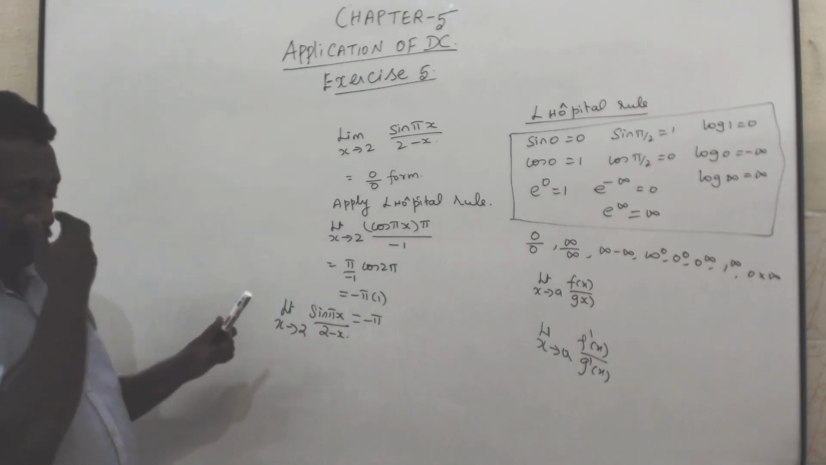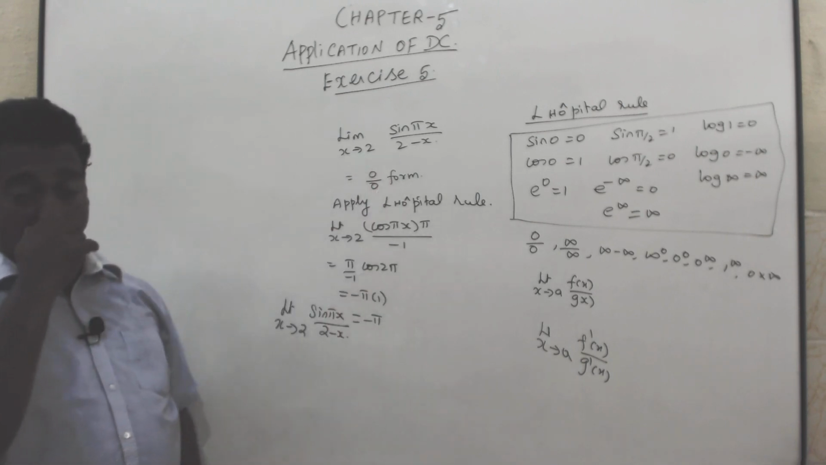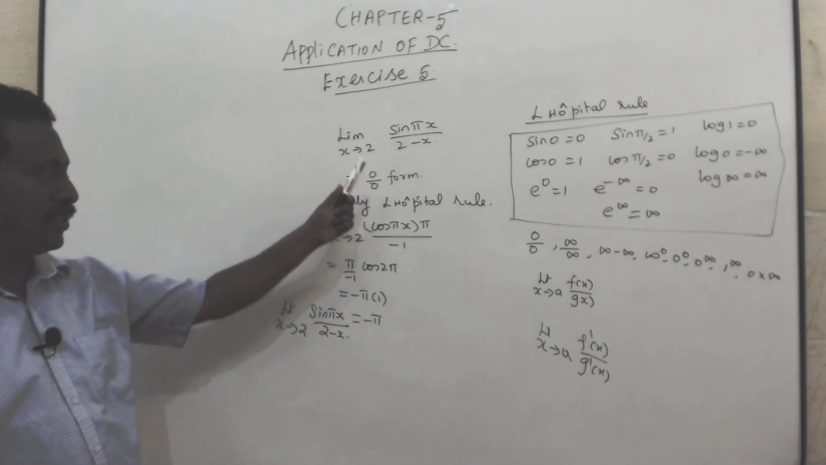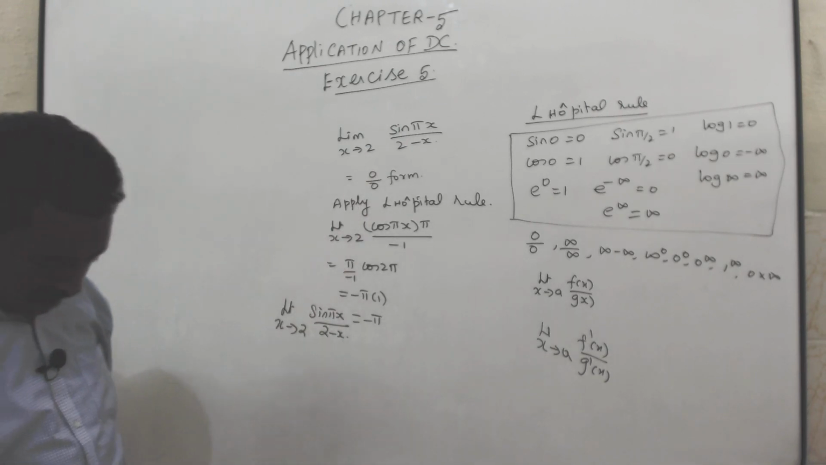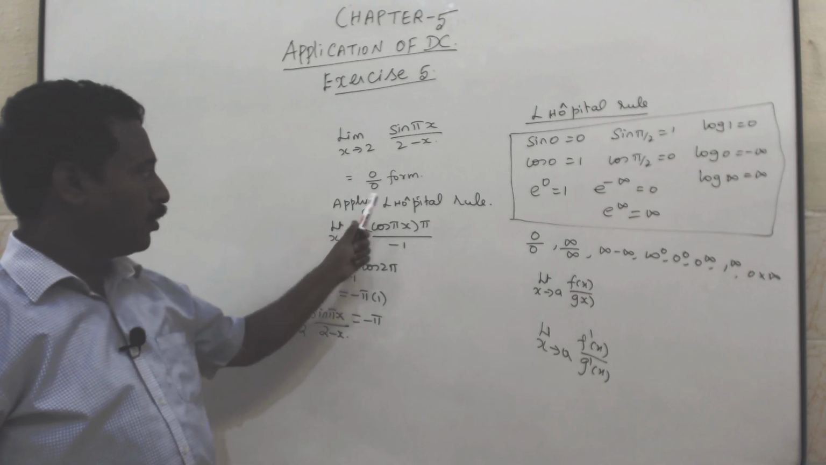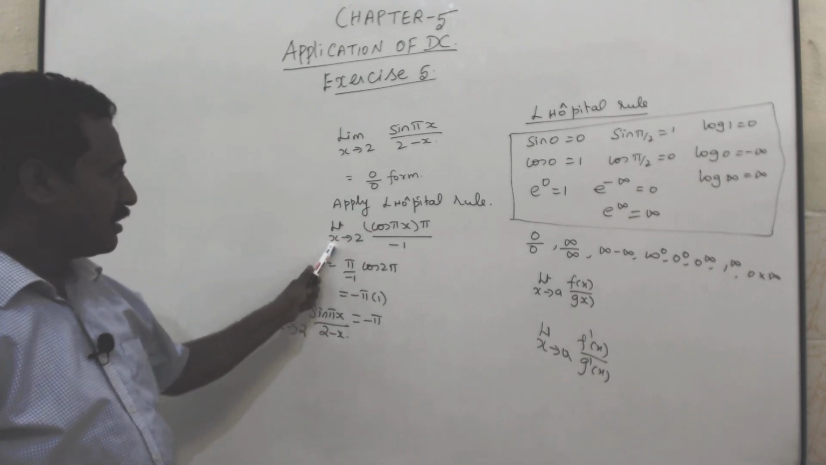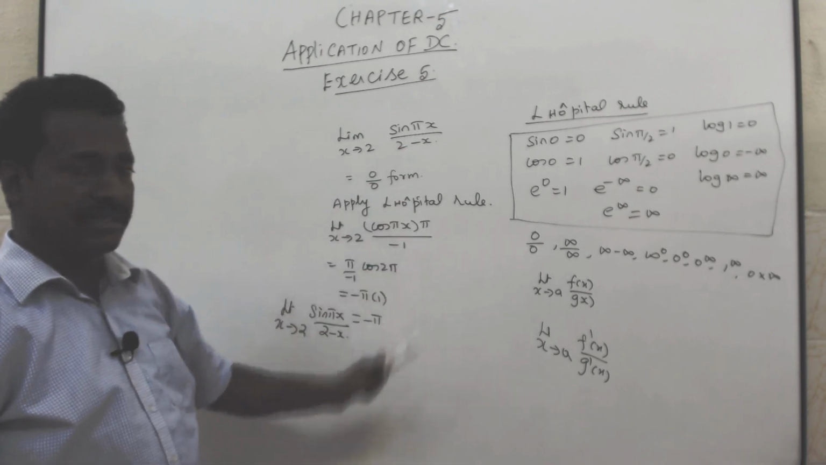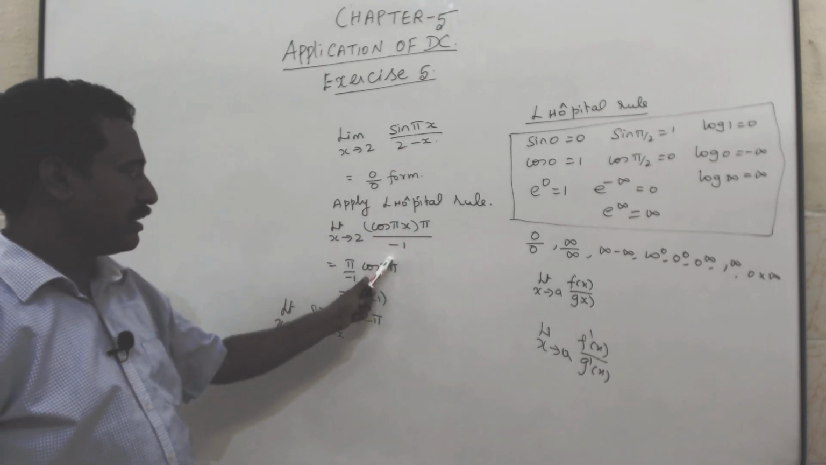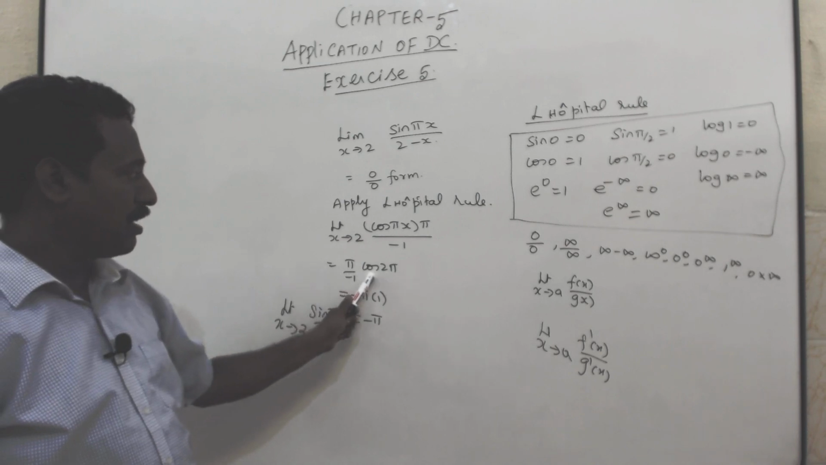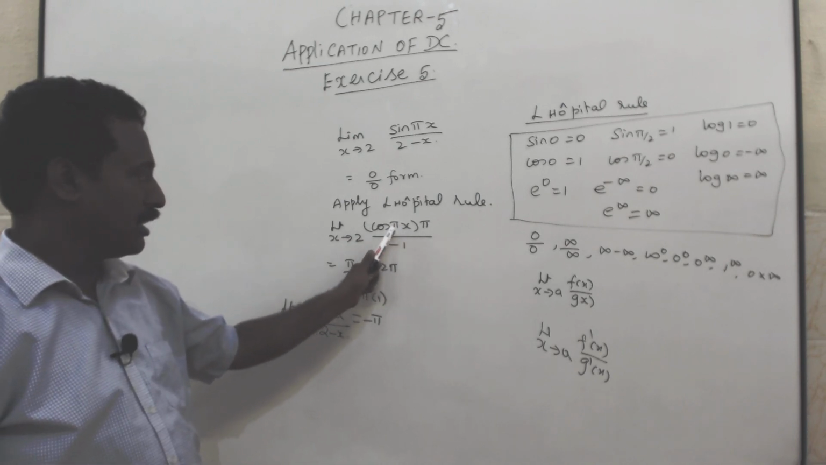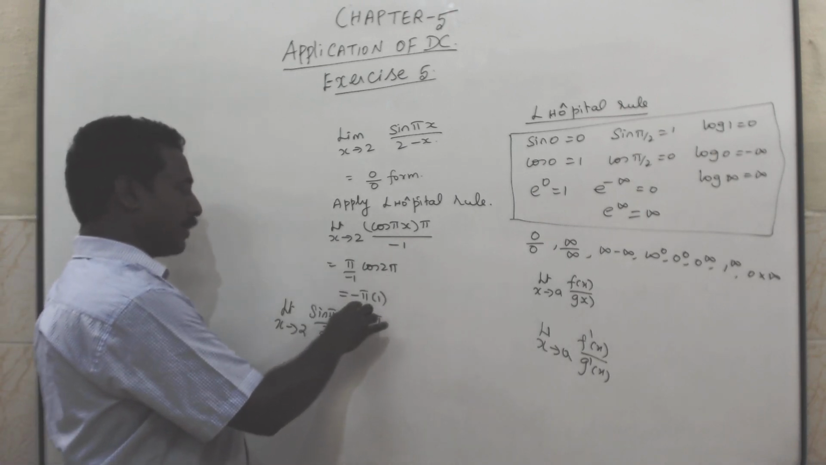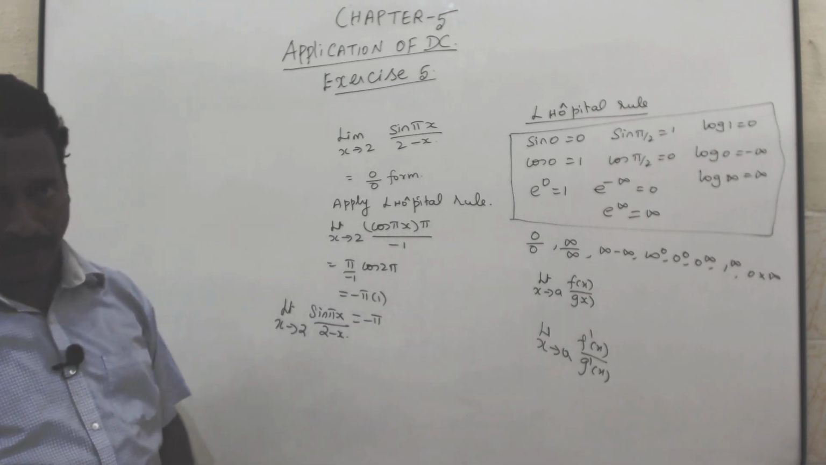Once again listen. First step, substitute x is equal to 2. 2 minus 2 is 0, sin 2 pi is 0. 0 by 0 means indeterminate form. If it is indeterminate form, apply L'Hospital rule. Limit x tends to 2, the differentiation of sin pi x is cos pi x times pi, and of 2 minus x is minus 1, so pi by minus 1, cos x replaced by 2, that is cos 2 pi. Cos 2 pi value is 1, minus pi into 1 is minus pi.